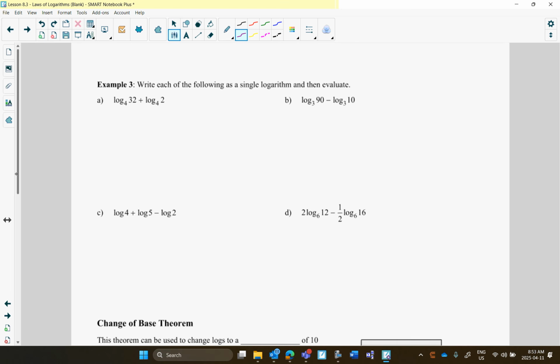So here, these are ones we can actually evaluate. They're not variables, they're all numbers. Notice they're all written out in expanded form, so we have to put them as a single log and then evaluate. How would I write this as a single log? Log base 4 of 64, multiply the 2, 32 times 2. And now evaluate it. 4 to the what is 64? 3.